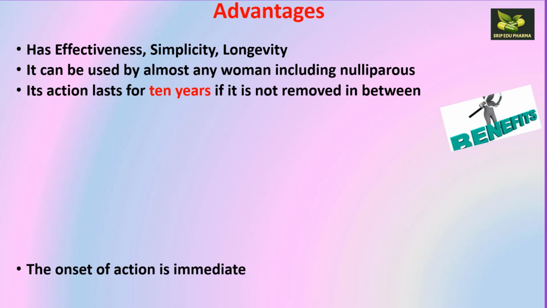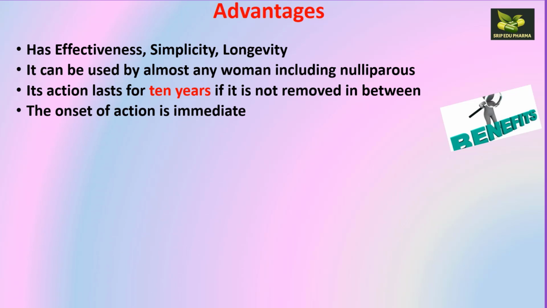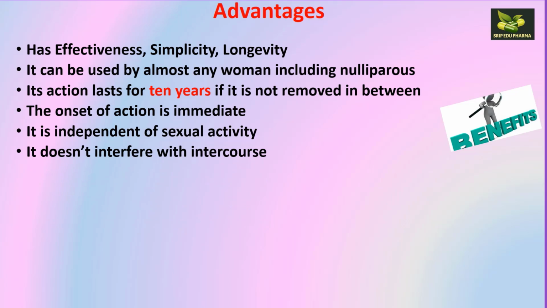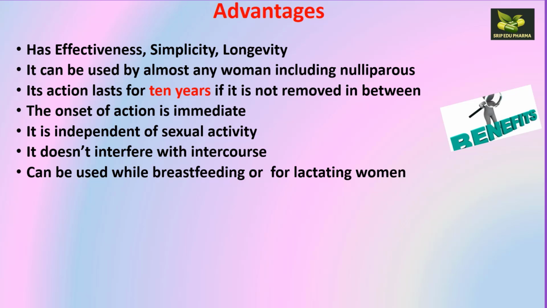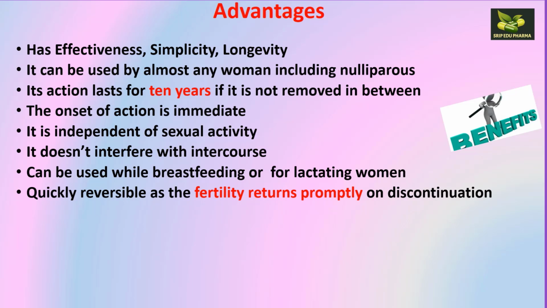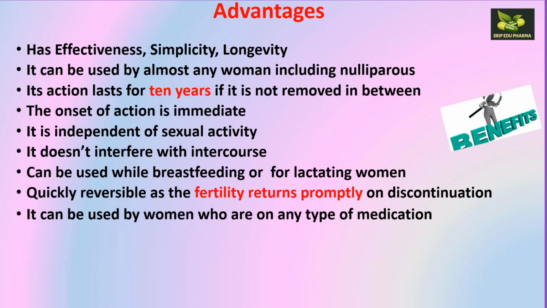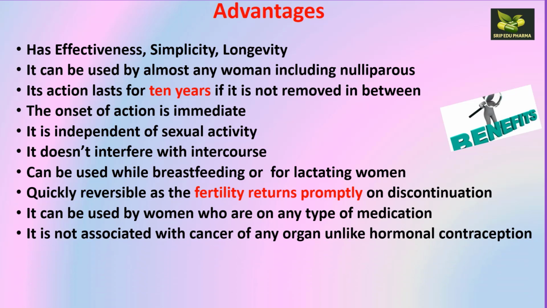The onset of action is immediate, like immediately when we use it, after that the contraception is achieved. Then it is independent of sexual activity, it doesn't interfere with intercourse. Then it can be used while breastfeeding or for lactating women. Then it is quickly reversible as the fertility returns promptly on discontinuation. Then it can be used by women who are on any type of medication also. It is not associated with cancer of any organ. Unlike hormonal contraception, it does not cause weight gain, it does not usually affect mood or sex drive, and it is very economical.